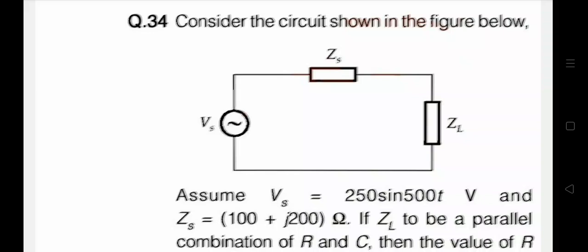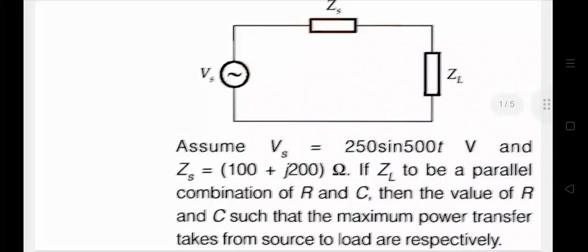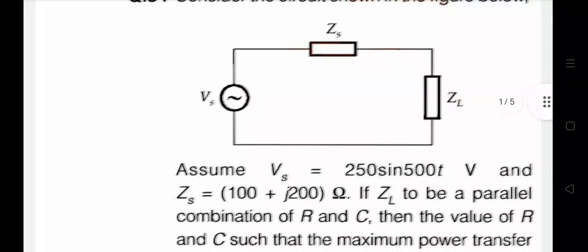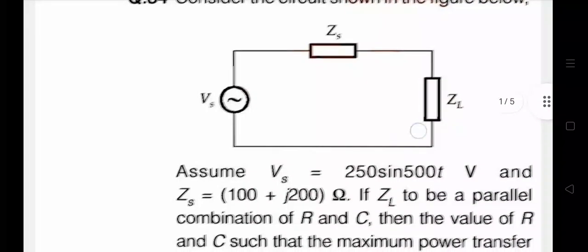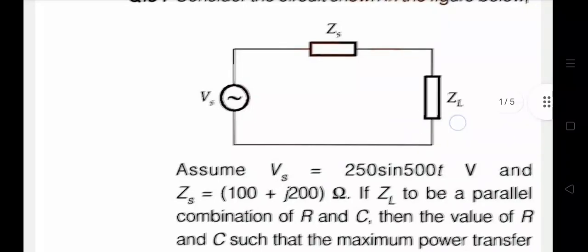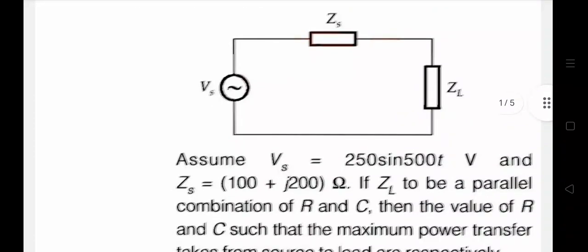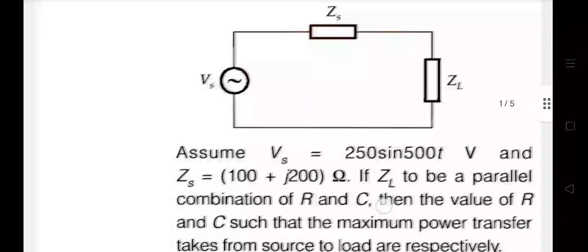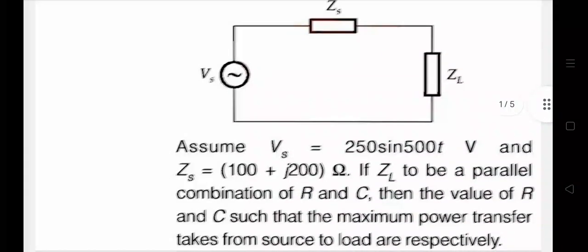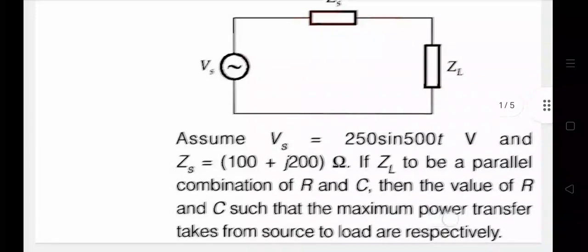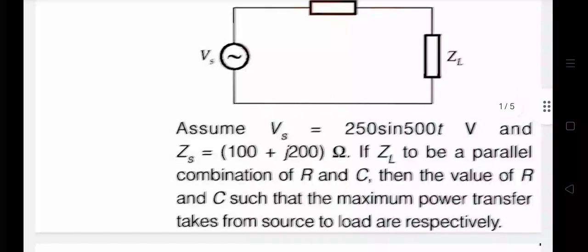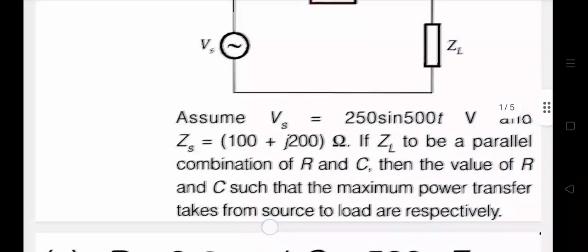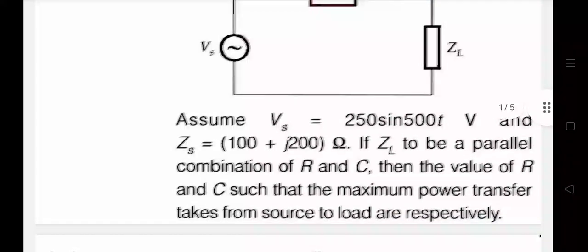In this question, a circuit is given in which Vs is 250 sin 500t volts, and Zs is 100 plus j200 ohm. The load impedance Zl is a parallel combination of a resistor and a capacitor. We have to find the value of resistance and capacitance by applying the maximum power transfer theorem, such that maximum power transfer takes place from source to load.